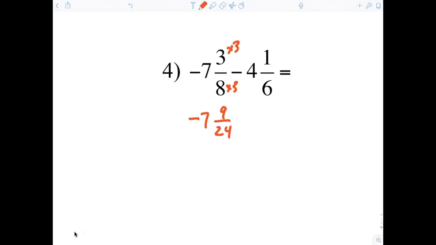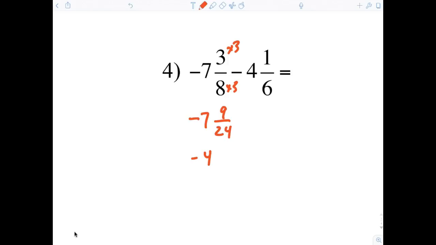Reese, you still good with me? Yeah. You good? Okay. Now, and then it would be minus 4. 1/6 is how many 24ths? Is it 3/24? Is it 8/24? Or is it 4/24? What is it? 4. Come on, girls. Speak up now. Girls, you all right?